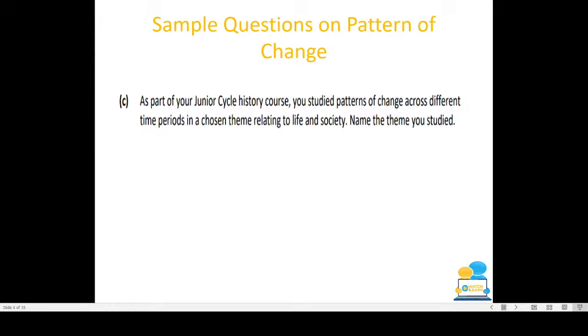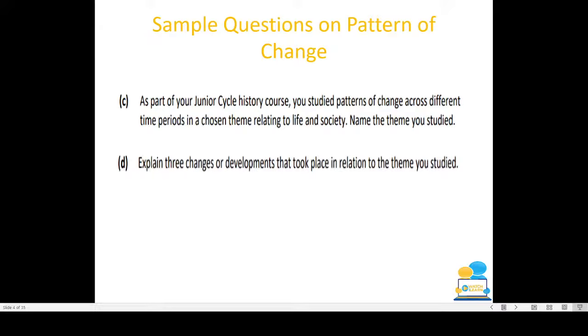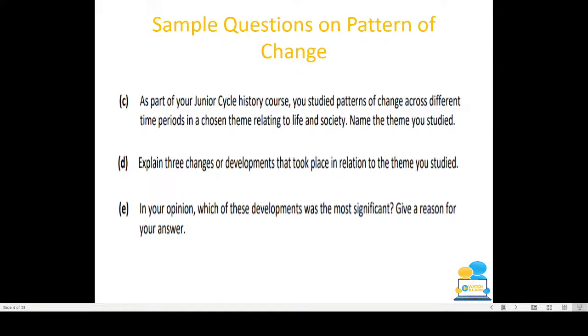So that would be one of the previous themes we just looked at, for example, crime and punishment. The second question here is to explain 3 changes or developments that took place in relation to this theme that you've studied. And then finally, the last one here is, in your opinion, which of these developments was the most significant, and then to give a reason for your answer. So what we're going to look at today is a few different periods of time. We're going to look at 4 periods of time in particular and focus on how that relates to crime and punishment. And we will then have a look at these questions and how best to approach them.